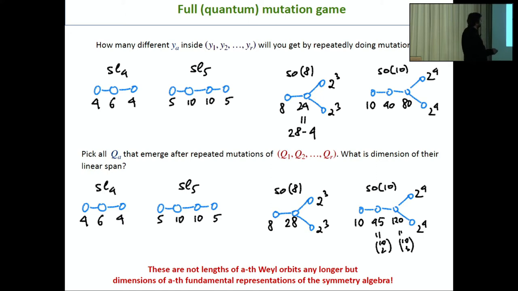So here are the numbers of character orbits, and these are the dimensions of the corresponding representations. This one is anti-symmetric, this one is three times anti-symmetrized. So the statement is that Q functions are no longer a Weyl orbit of characters, but they actually form the corresponding representation of the corresponding Lie algebra. And this is where the update scheme comes in.